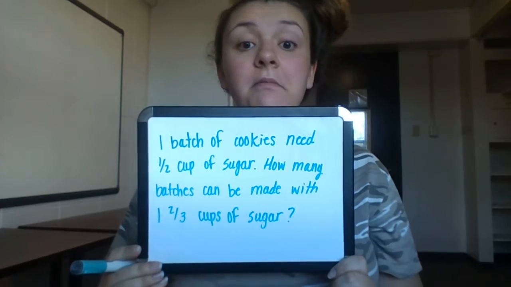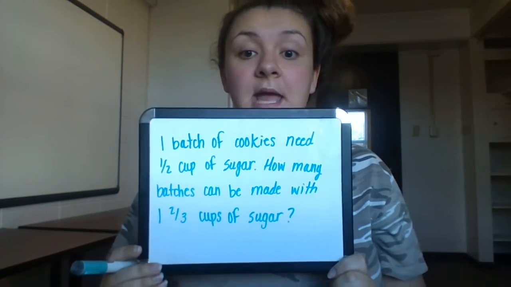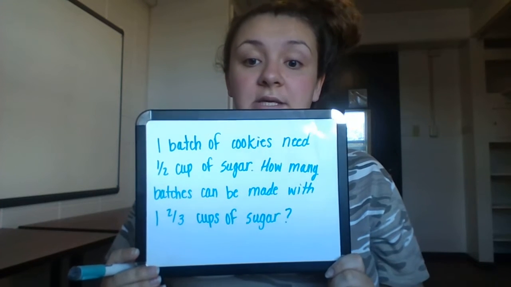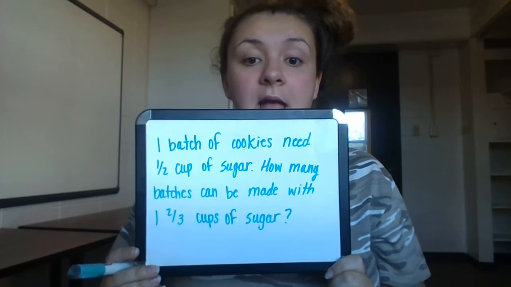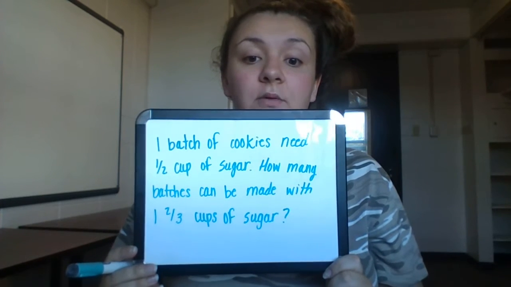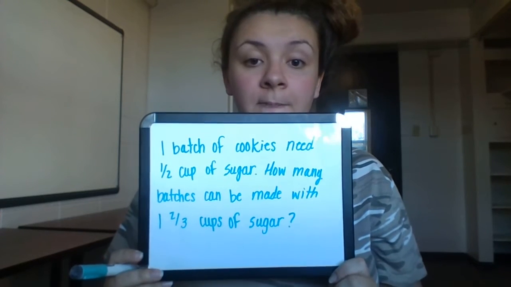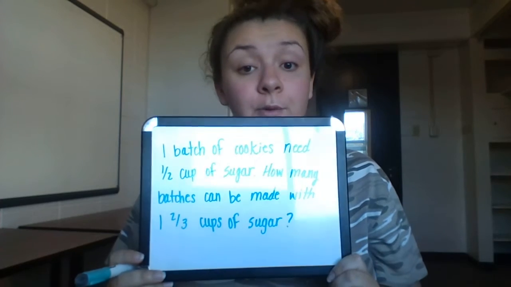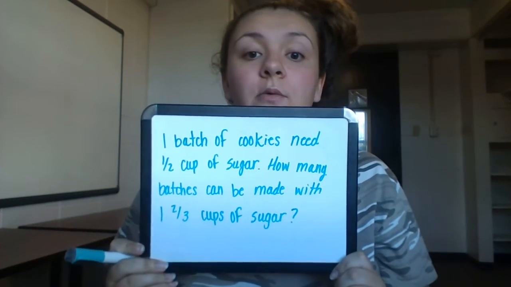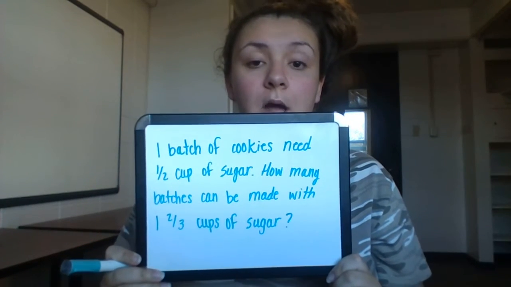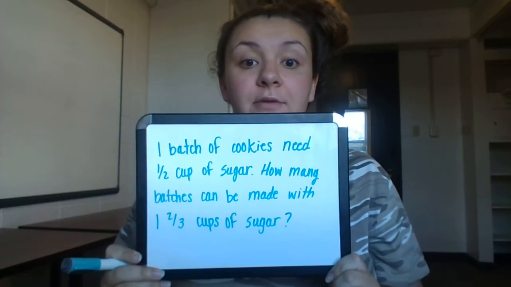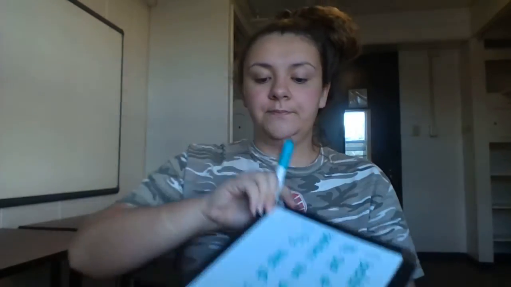Okay, so this is the problem that we will be working with today. It says one batch of cookies needs 1/2 cup of sugar. How many batches can be made with 1 2/3 cups of sugar? So this would be a how many groups problem. And the way that we're going to represent this is through a math drawing.